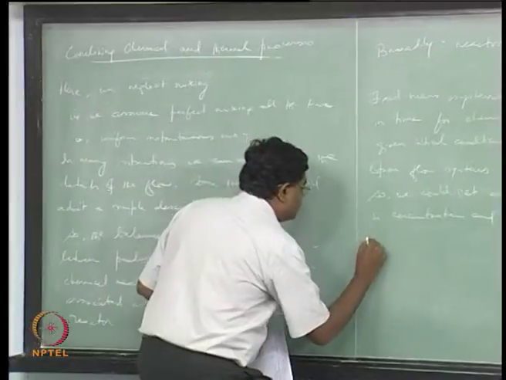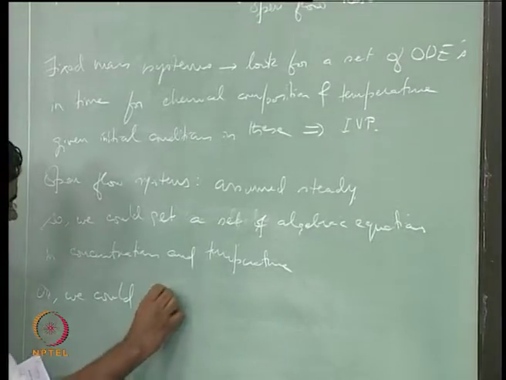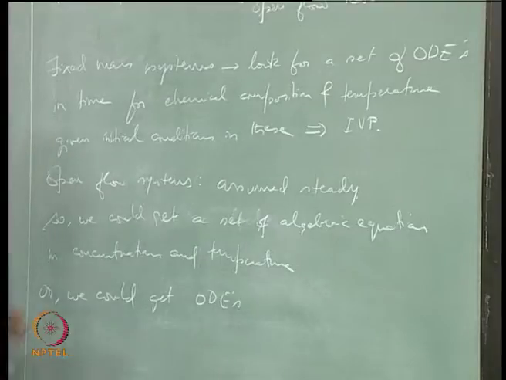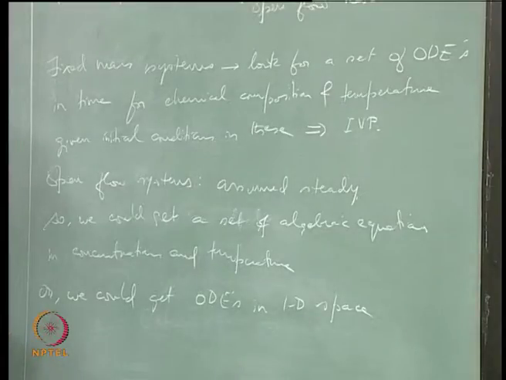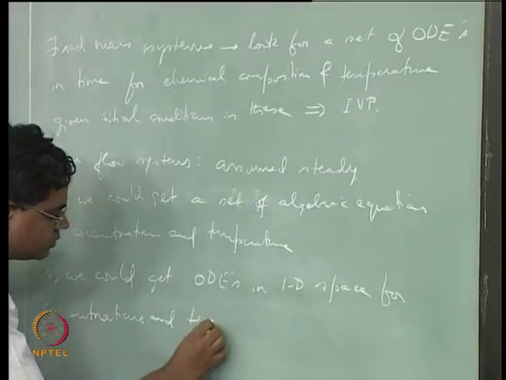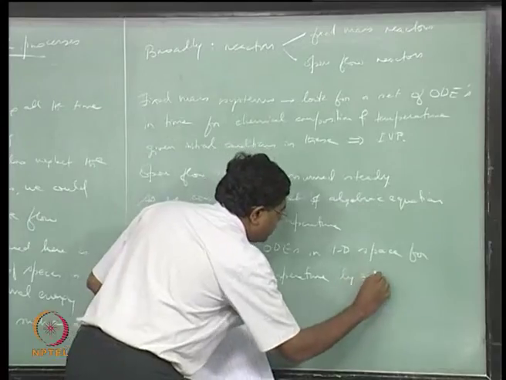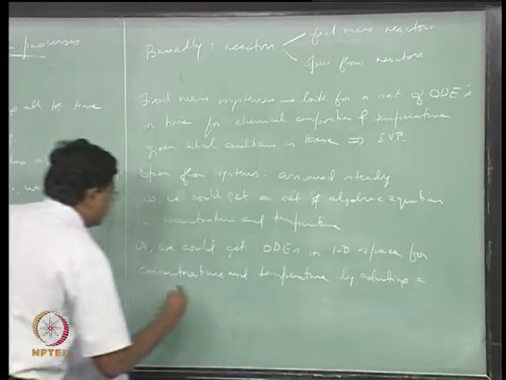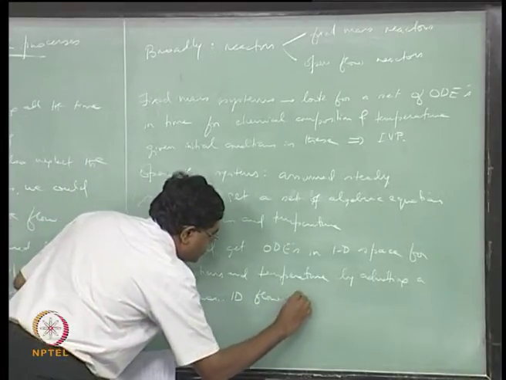So we could get ODEs again, but these are not ODEs in time but ODEs in space, in 1D space, for concentrations and temperature, by admitting a simple, let's say quasi 1D flow description.